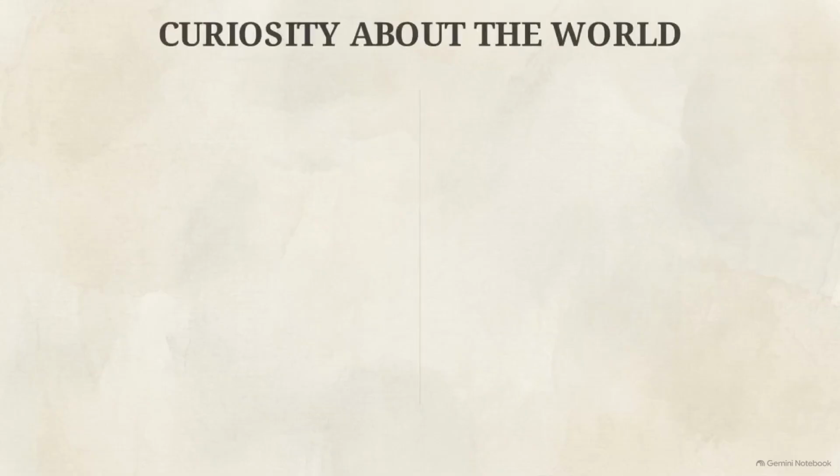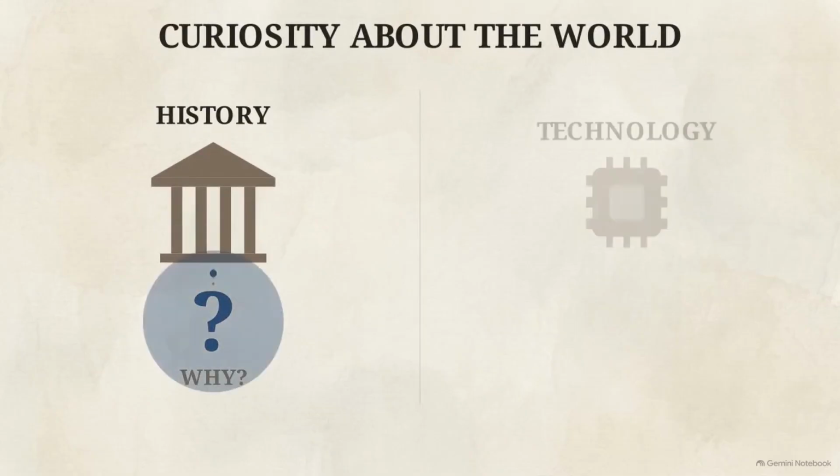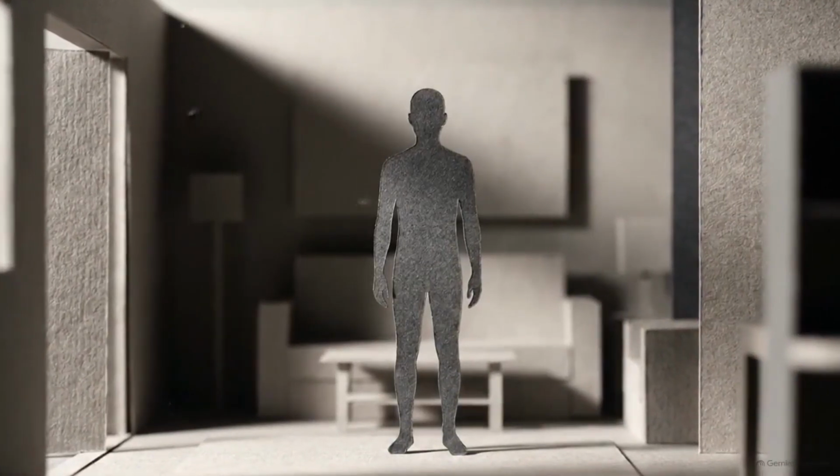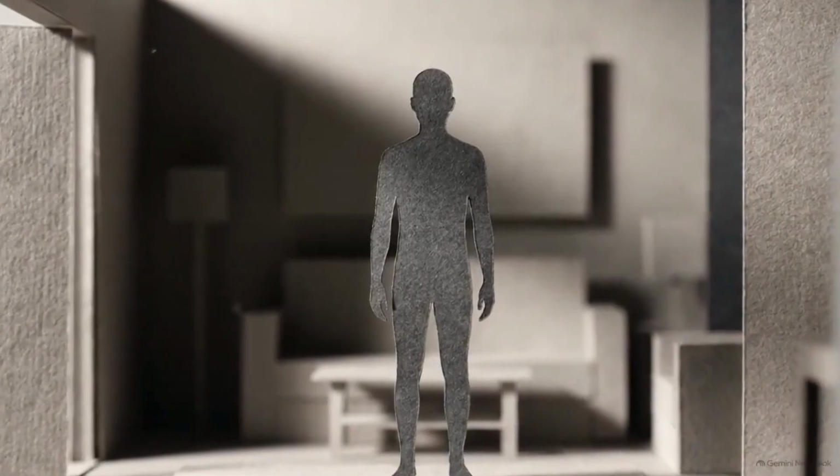So if we put these three experiences together, I think there's a pattern here. Curiosity can enter our English learning from three different directions. The first is curiosity about the world. The second is curiosity about language itself. And the third is curiosity about my own expression.